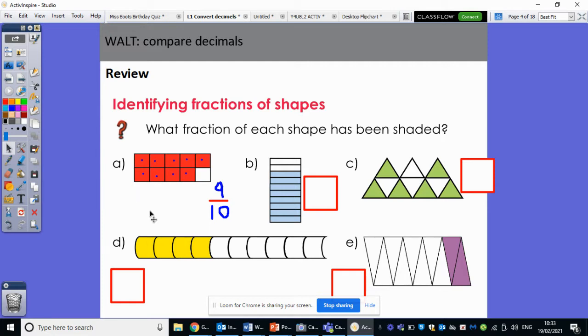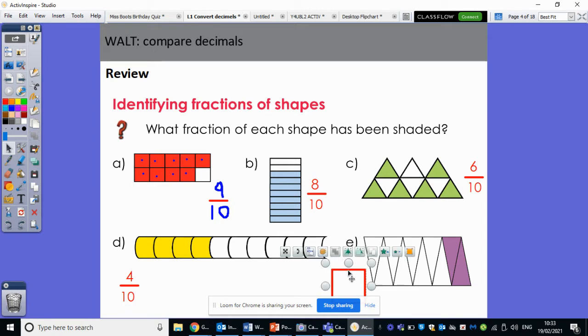So let's have a look at those answers then. For B, once again, there are 10 sections overall and 8 have been shaded, so 8/10. For C, 6 have been shaded out of 10, so 6/10. For D, 4 out of 10 have been shaded, so 4/10. You're starting to see a pattern now. And E, 2 out of 10 have been shaded, which is 2/10. Now, why are the denominators all 10 in this regard? Well, that's going to become apparent in a moment's time.